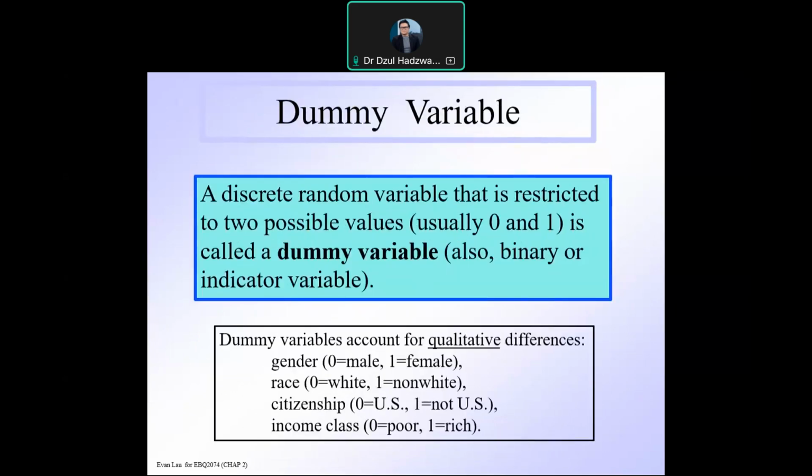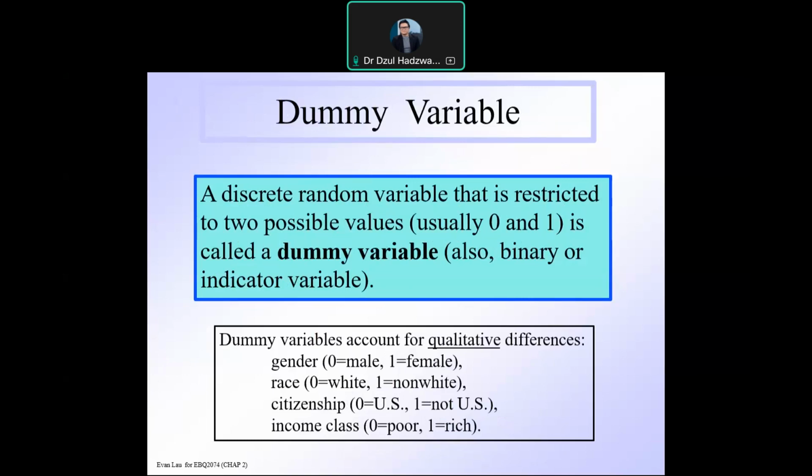Then another thing that you need to understand is that there is data that we cannot transform directly into numbers. One example is what we call a dummy. A dummy involves just two types of value, 0 or 1. Normally we use a dummy variable for gender, like female and male.